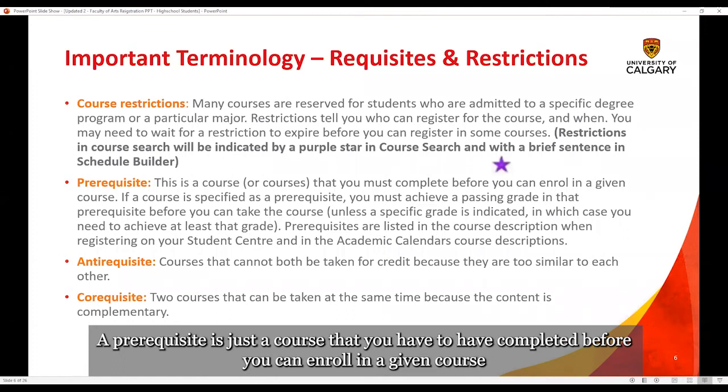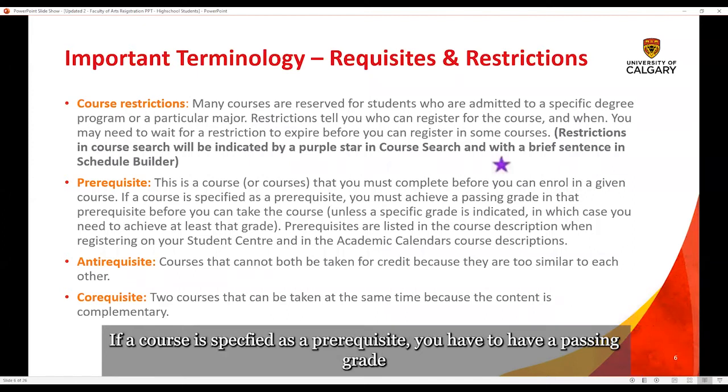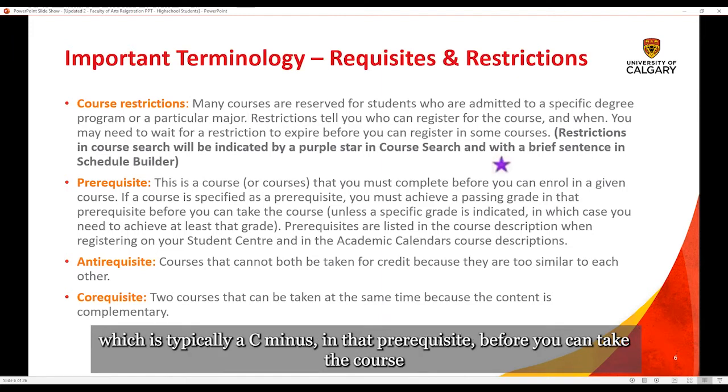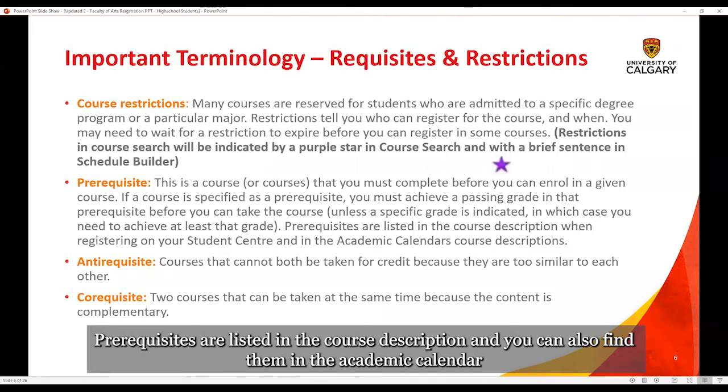A prerequisite is just a course that you have to have completed before you can enroll in a given course. If a course is specified as a prerequisite, you have to have a passing grade, which is typically a C-, in that prerequisite before you can take the course. Prerequisites are listed in the course description, and you can also find them in the academic calendar.